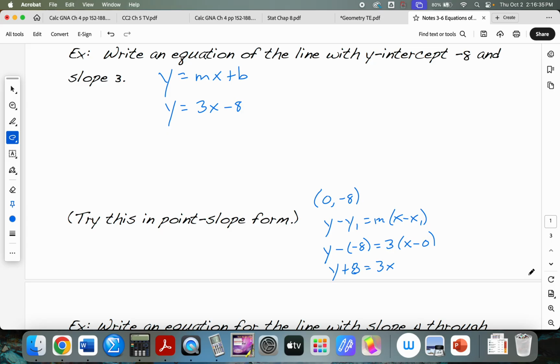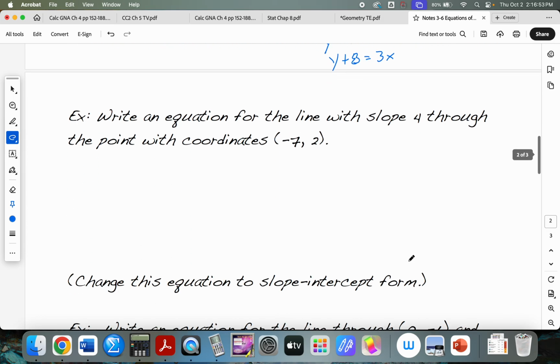Is that the same equation? Yeah. Is it in a slightly different form? Yeah. Does it matter? No. I will happily take this as a perfectly good answer. All right, let's go on to the back.